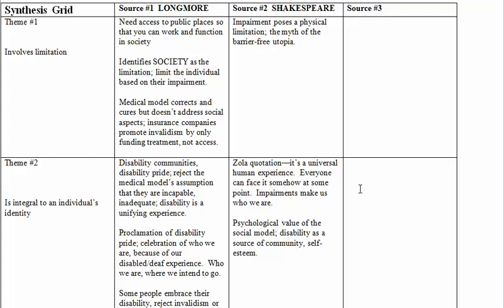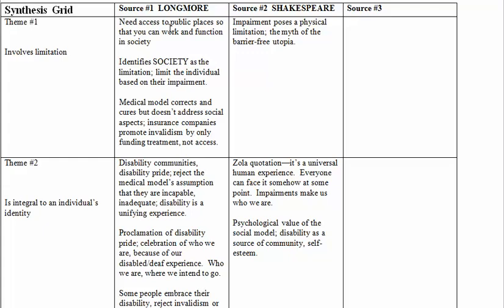So how do you begin to use this? Well, I think there are a couple of ways. Firstly, I'd like you to just think of it as a thinking tool. This gets you thinking about the areas you're going to discuss in your paper, as well as possible intersections and connections between sources. Not just what does Longmore say about limitation, but what does Shakespeare say about limitation that relates to what Longmore says? Are there connections we can draw between these?